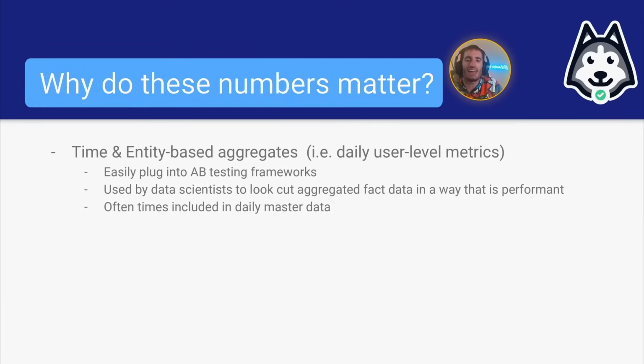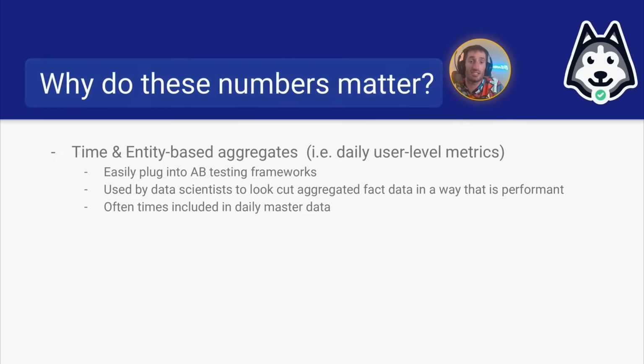Then time and entity-based aggregates. These are not usually reported to Wall Street, but they are often plugged into A/B testing frameworks, and they're used for a lot of that kind of stuff. Data scientists like to cut this data up and slice and dice it to figure out why metrics are going down, or what is going on, to get to the root cause of things. So that's important.